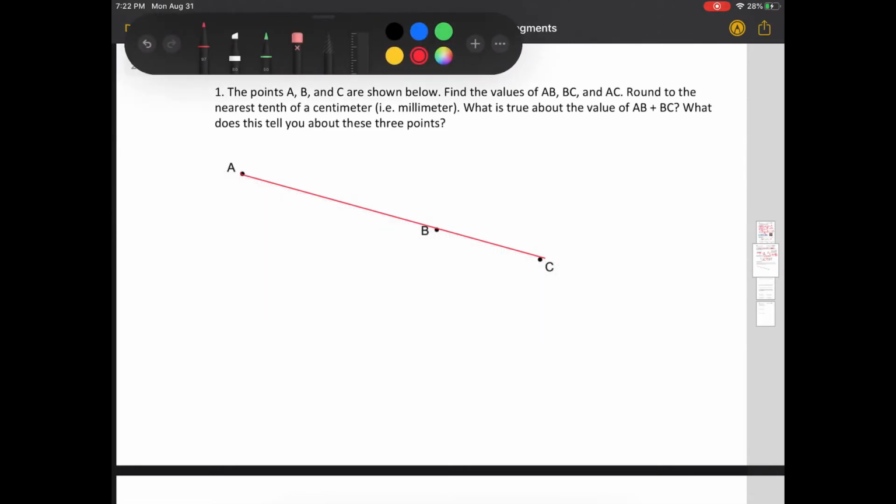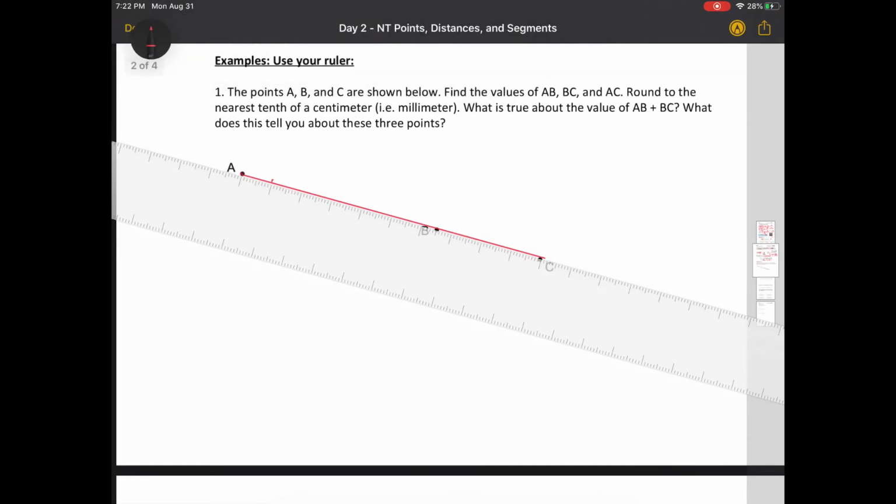If we take the ruler and move it over and line up the points and measure it, again, this is in centimeters. We have 1, 2, 3, 4, 5, 6, 7, 7.5. So let's say this segment is 7.5. From here to C is 0.5, we have our 1, 2, 3. So we have 3.5 and 7.5.